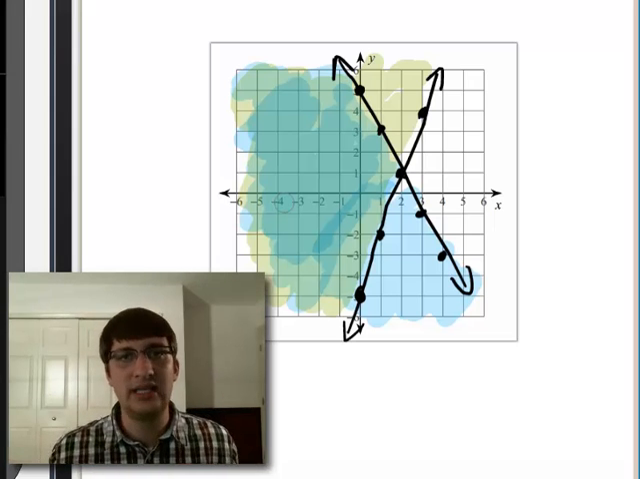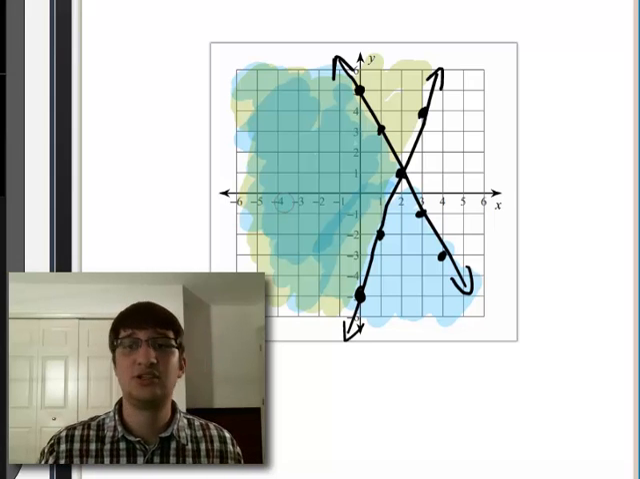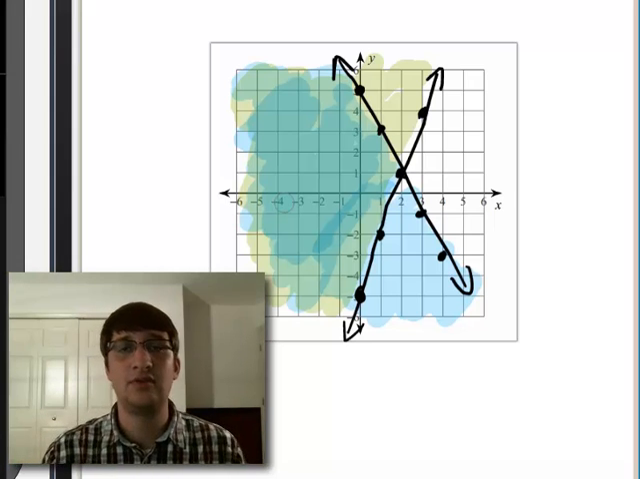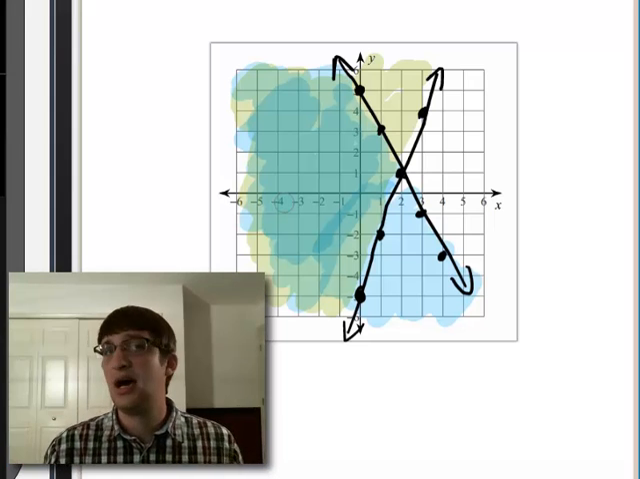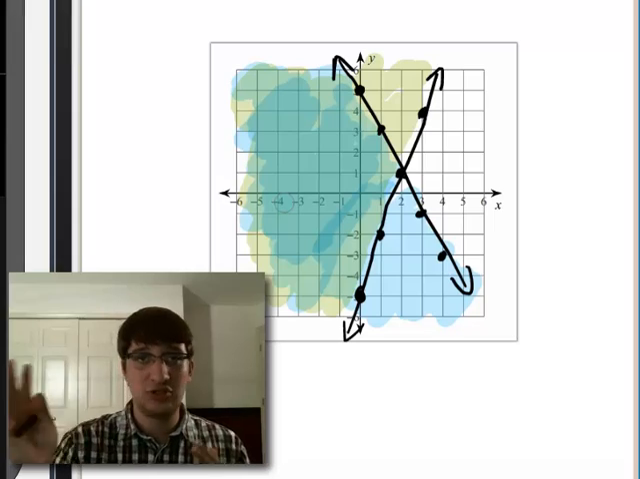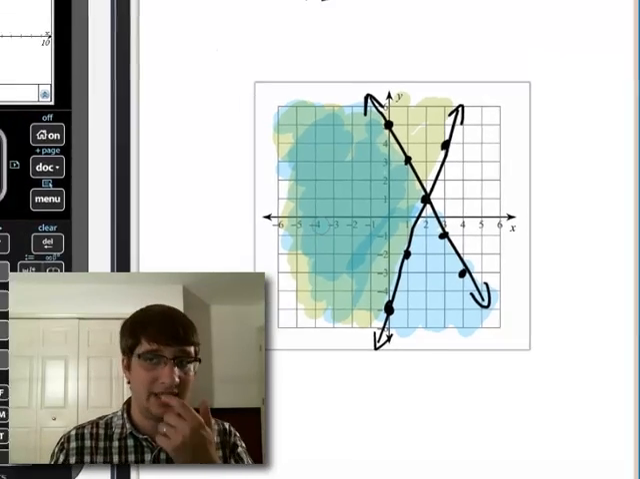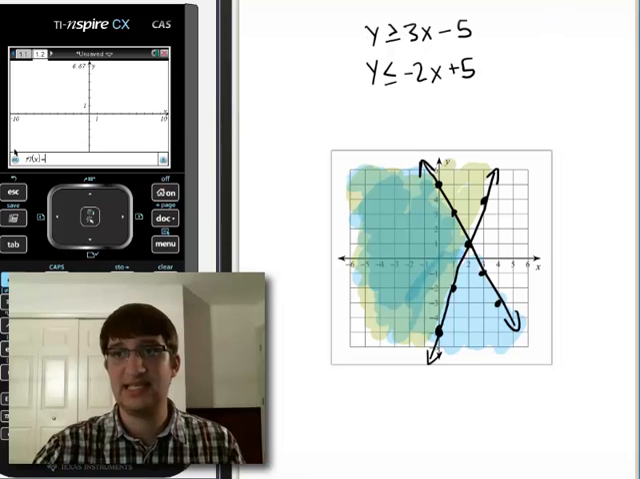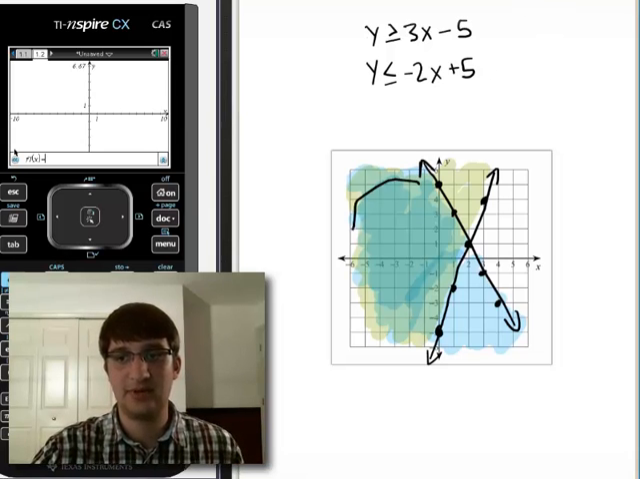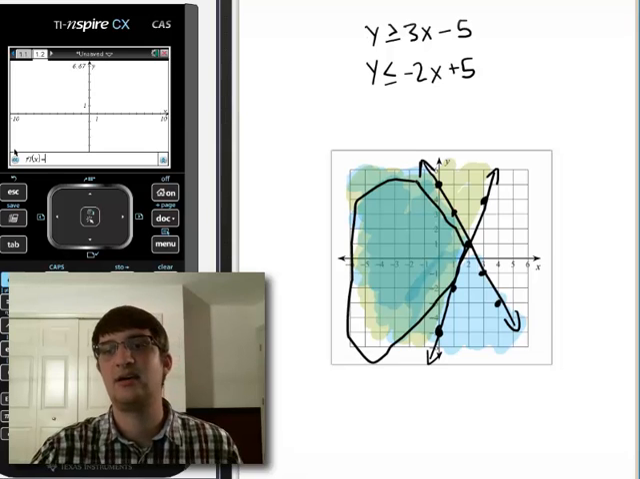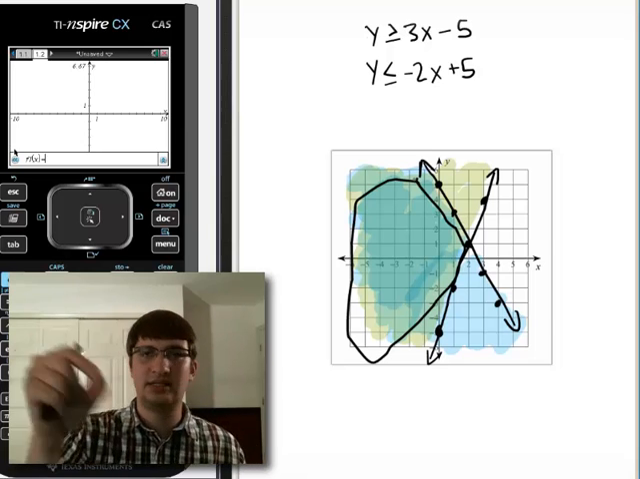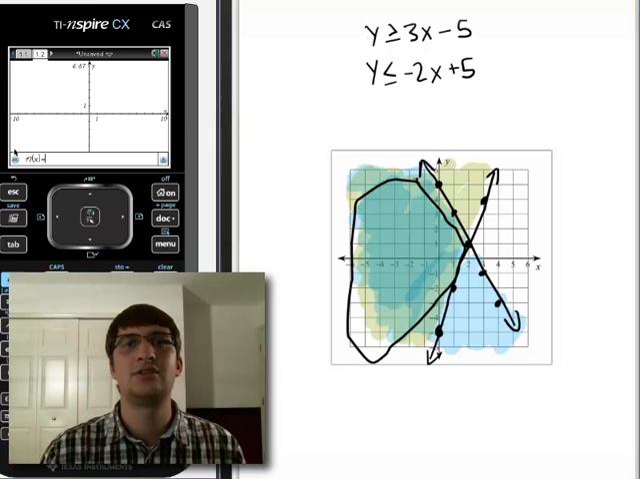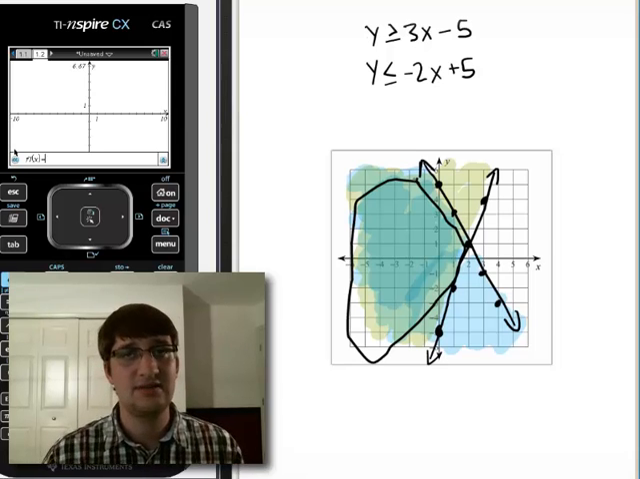Okay, the green and blue is the overlapping section, and that overlapping section contains all the points that, if you were to plug them into both the top and bottom inequality, would make those inequalities true. So wherever the two shaded areas overlap, that is what we call the set of solutions. Okay, and that will be your solution. So for example, in this one, all this area is our solution. Any points in there plugged into the inequalities will make both of them true. Okay, that's how you do a system of inequalities.